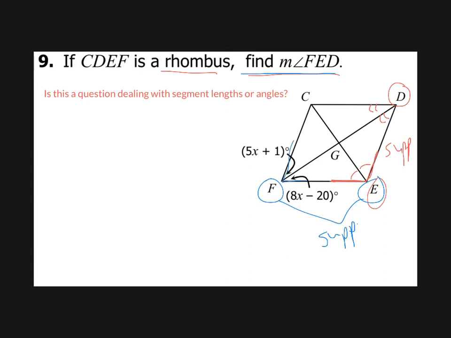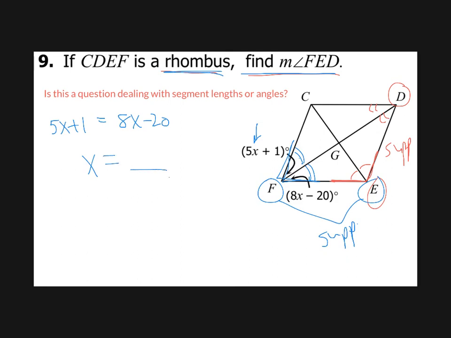But how do I get the measure of this big angle? It would be helpful to know what x is. And again, I know that this angle was totally bisected because it's a rhombus and diagonals bisect the opposite angles. So 5x plus 1 is equal to 8x minus 20. Now, I don't know what they add up to be. Doesn't matter in a rhombus. I know they're identical, so I should be able to get a value for x.